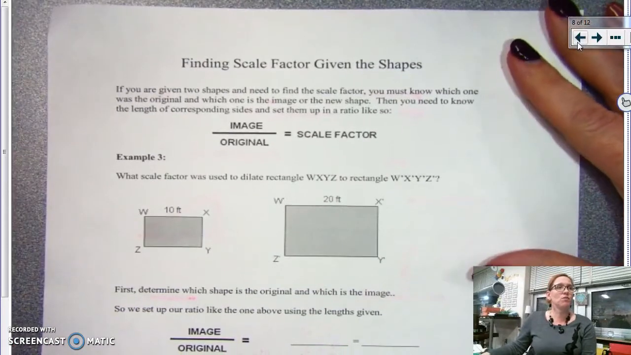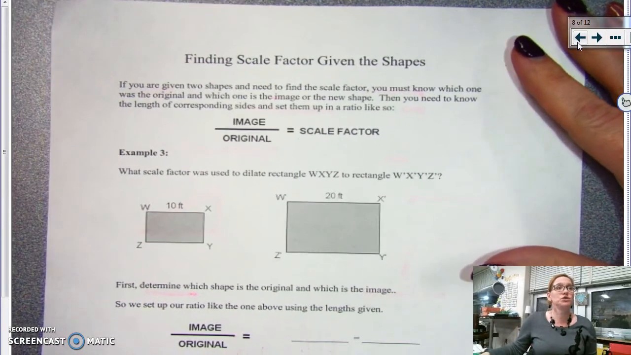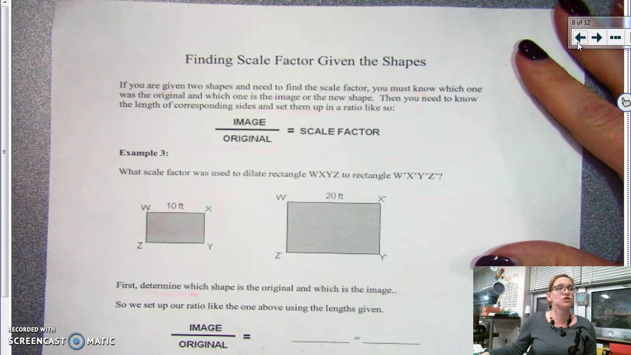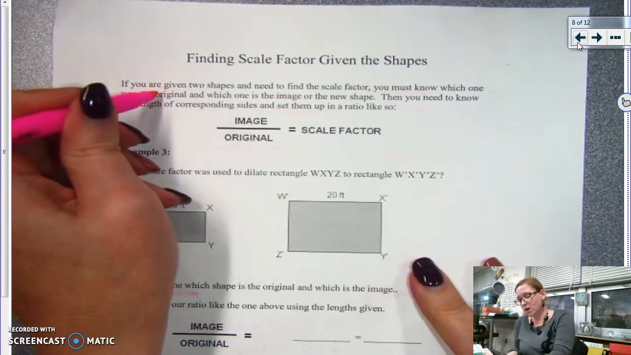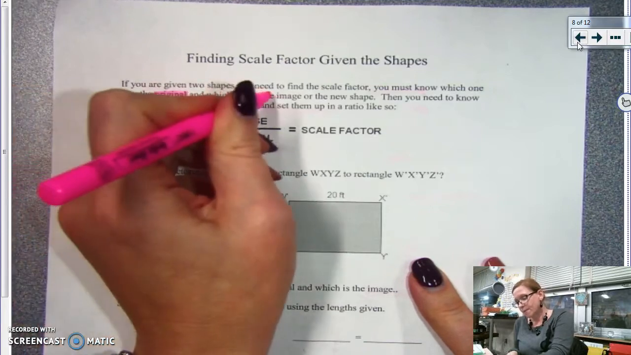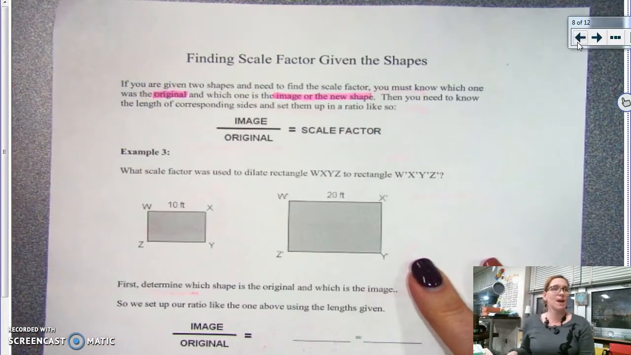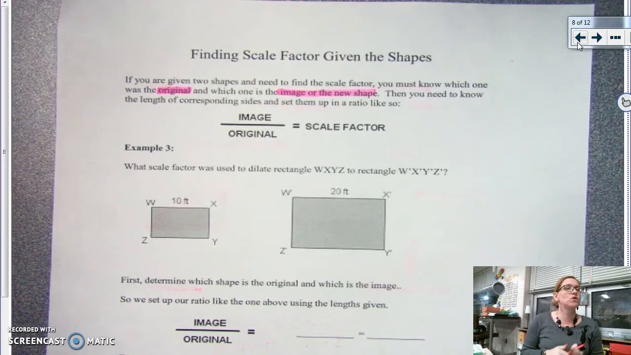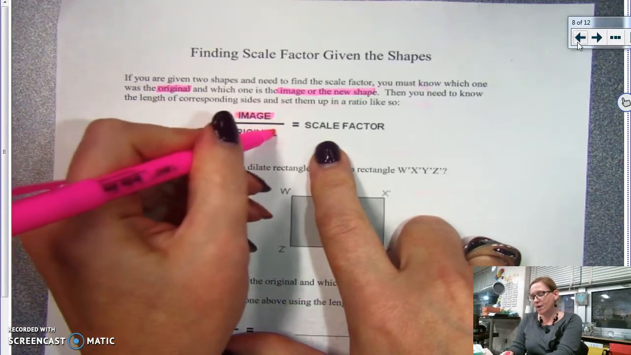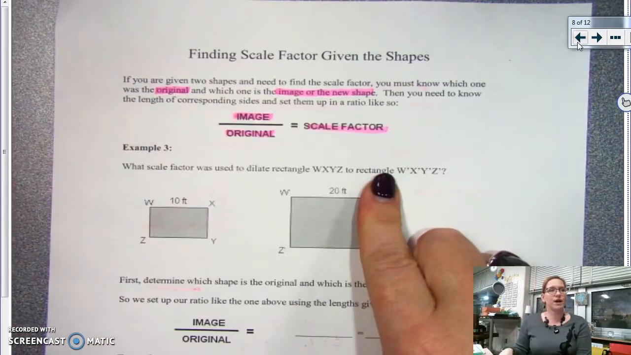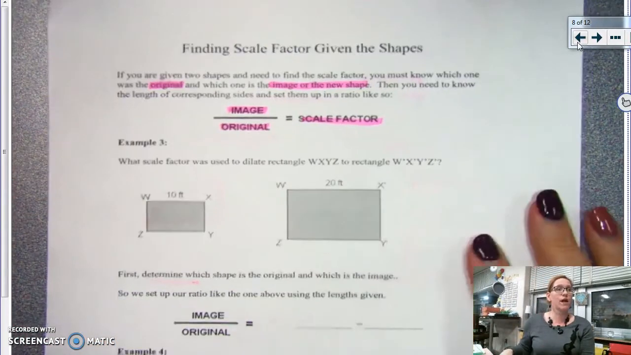Finding scale factor, a little bit more practice. If you are given 2 shapes and need to find the scale factor, you must know which was the original and which was the new shape, or we call it the image. Then we need to know the length of the corresponding sides so that we can get the correct ratio. So we do image divided by original gives us our scale factor. So hopefully this is review from last year.